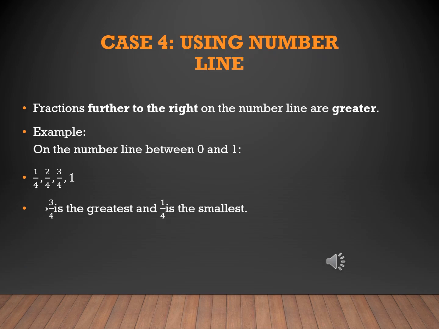Now case 4, how to compare fractions with the help of a number line. Fractions further to the right on the number line are greater. For example, on the number line between 0 and 1, 1 by 4, 2 by 4, 3 by 4 and 1. 3 by 4 is the greatest and 1 by 4 is the smallest.